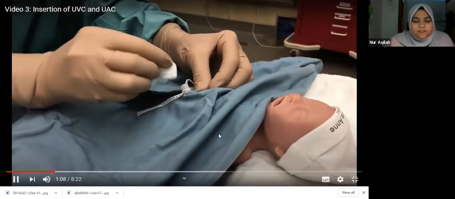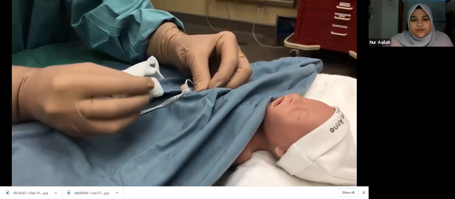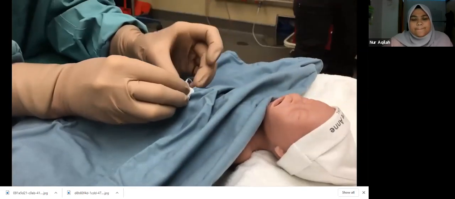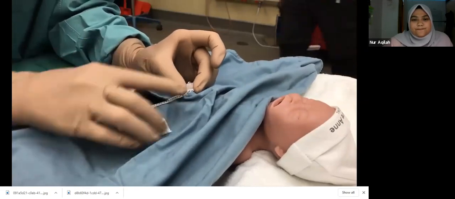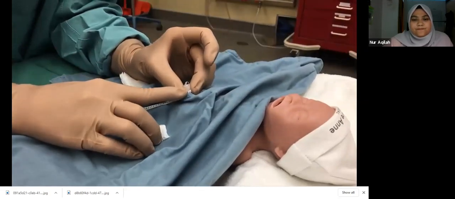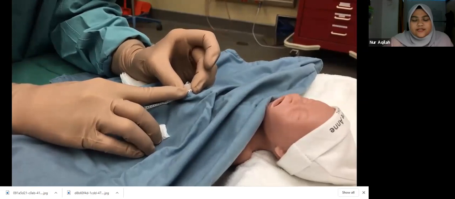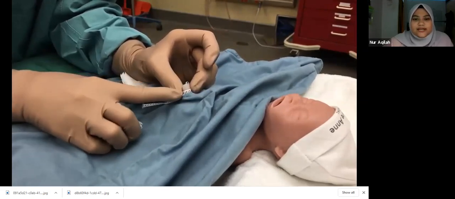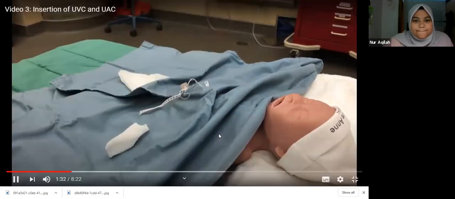We will see, and then they'll try to locate the umbilical artery. You may see some bleeding, and we need to visualize the vessels. Very often there will be, of course, the very thin-walled and bigger vessel, which is the UVC, often at the 12-o'clock position, and our two arteries, which are tiny and thick-walled.